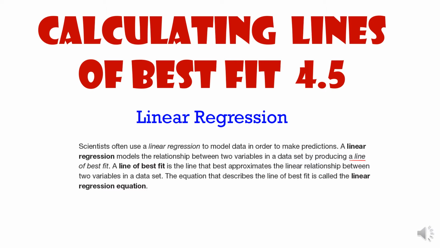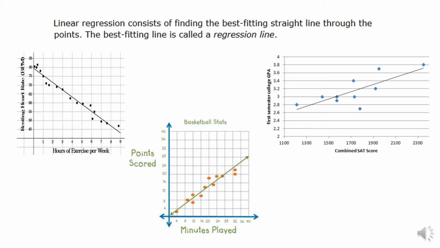of best fit. A line of best fit is the line that best approximates the linear relationship between two variables in a dataset. The equation that describes the line of best fit is called the linear regression equation, and that's what we're going to learn about today. So linear regression consists of finding the best fitting straight line through the points. The best fitting line is called a regression line.